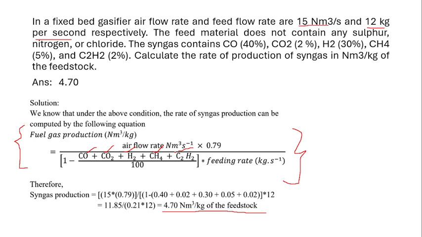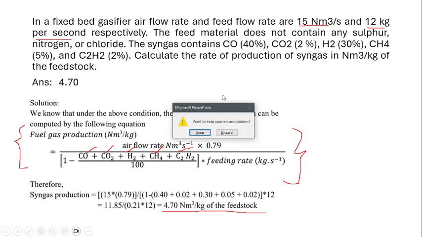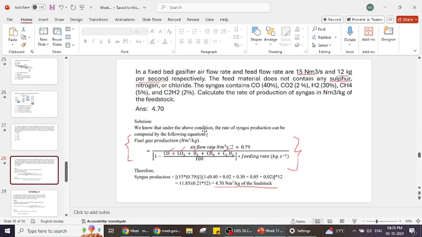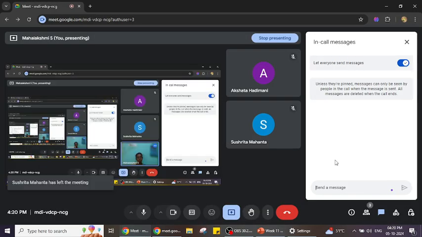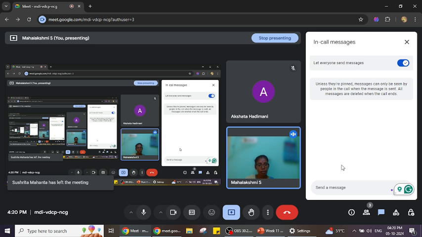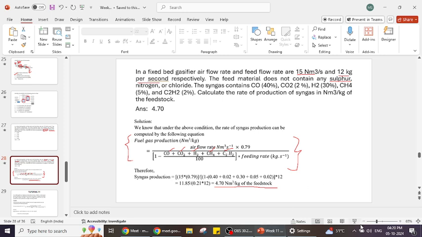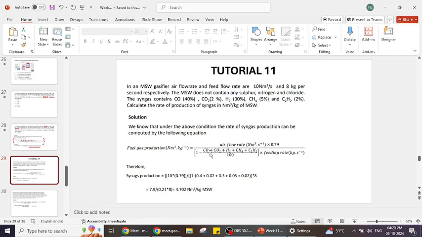So do you have any doubt in this problem? Any doubts? Okay. If no doubts are there, we will move on to the tutorial problem. So the next problem is also similar to the previous one. So look at this question.